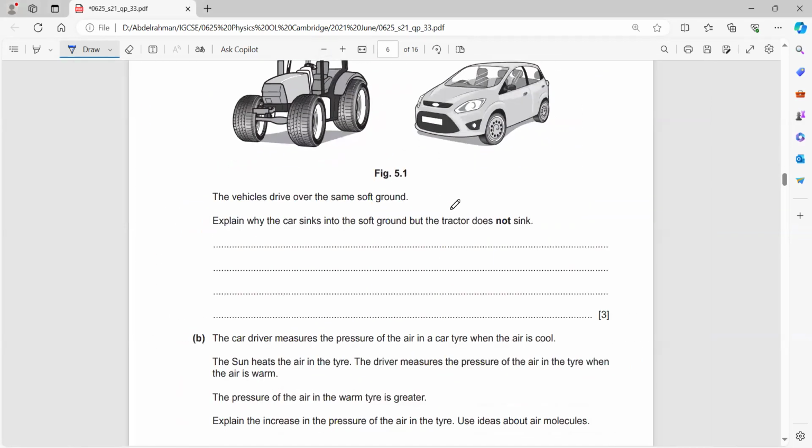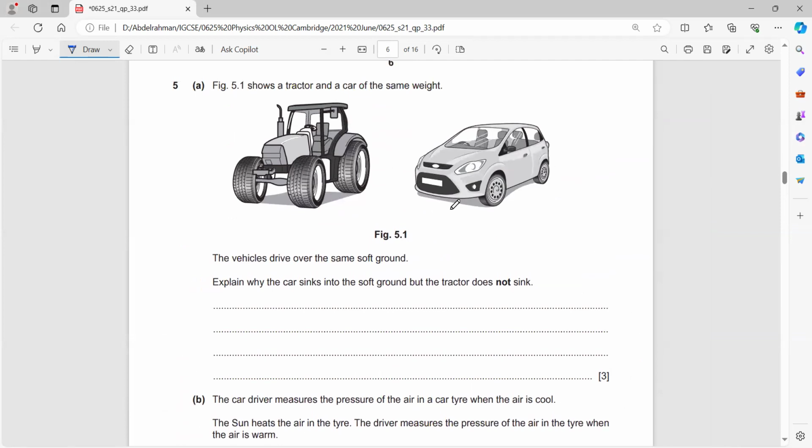Here: explain why the car sinks in the soft ground but the tractor does not sink. This is a very, very common question. Pressure, right? Why does the car sink but the tractor does not sink? We say that the area of the tires of the tractor is much larger, right? It's much bigger.